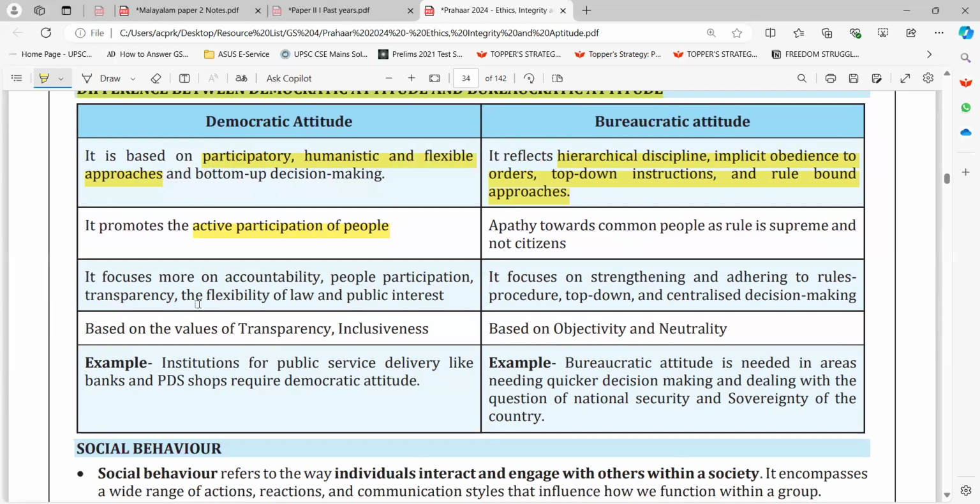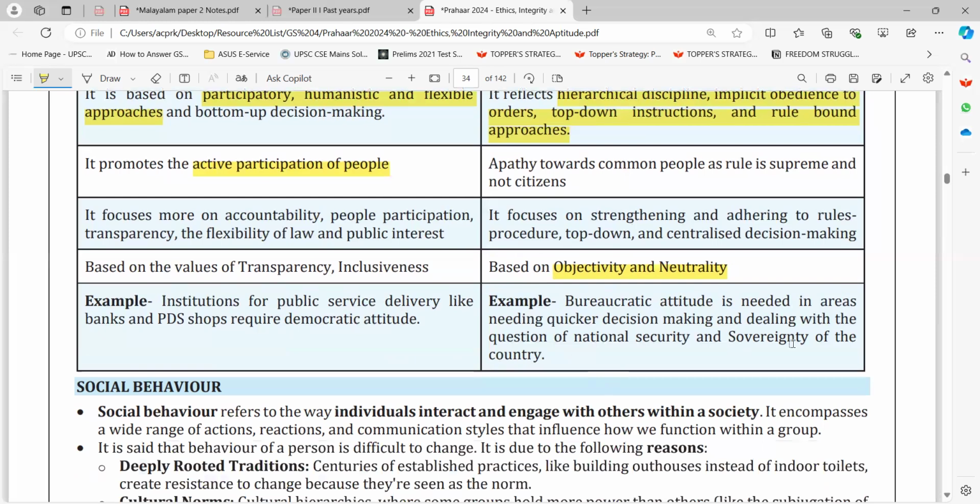Democratic attitude is based on the values of transparency, inclusiveness. Bureaucratic attitude is based on objectivity and neutrality. Democratic attitude, example, institutions for public service delivery like banks and PDS shops require democratic attitude. Bureaucratic attitude, example, bureaucratic attitude is needed in areas needing quicker decision making and dealing with the question of national security and sovereignty of the country.